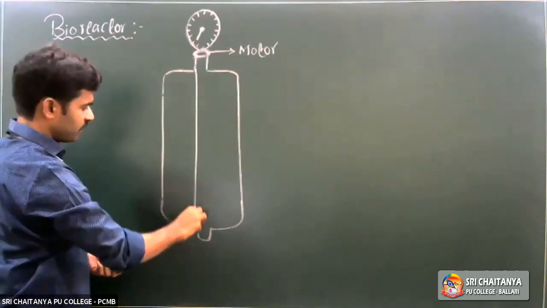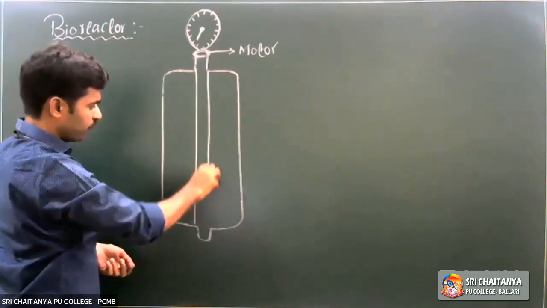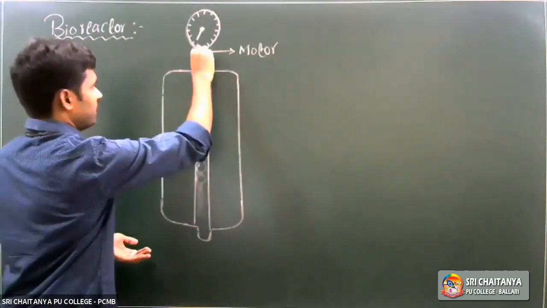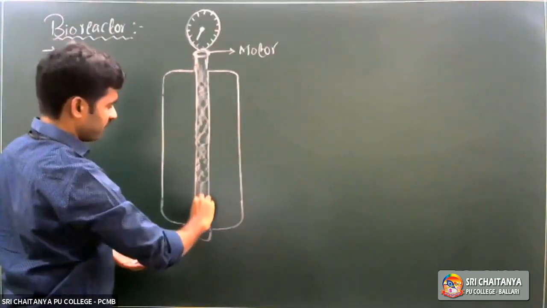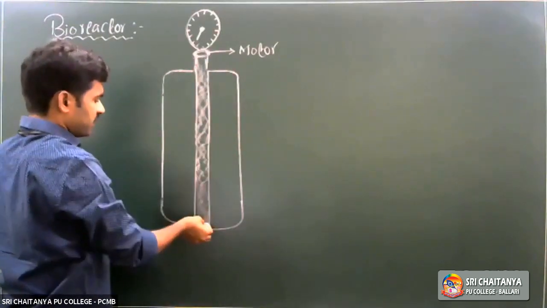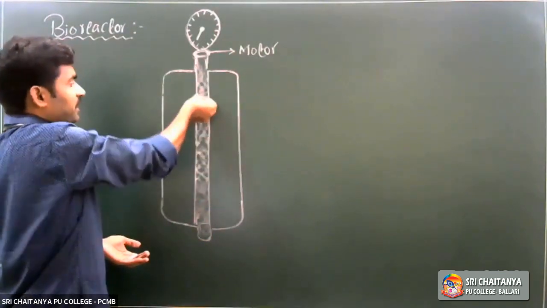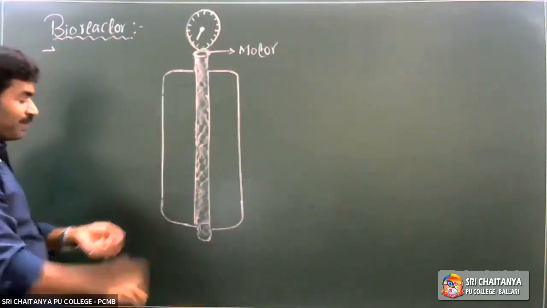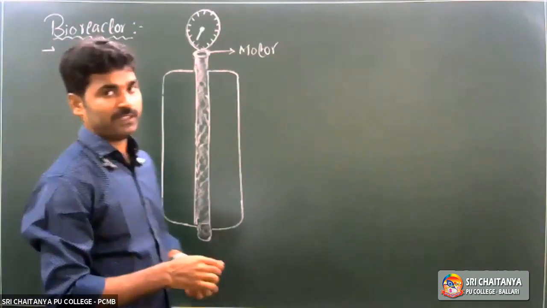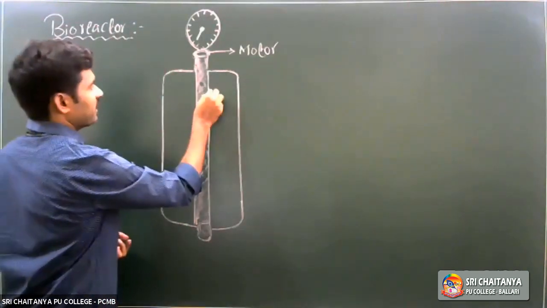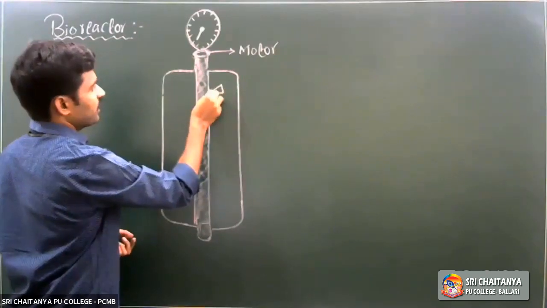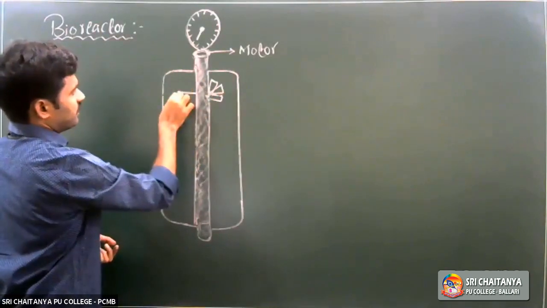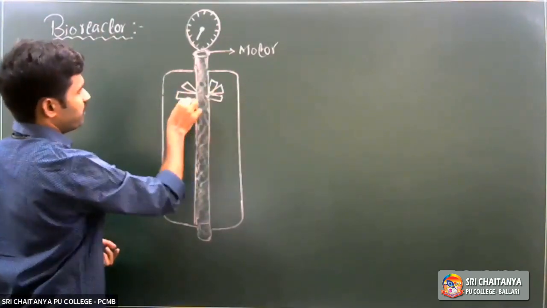Come to here. It has a flat blade impeller and a foam breaker also. During culturing of bacteria, some foam will be formed at the top of the bioreactor. That foam is fragmented by the foam breaker. See, this structure acts as the foam breaker.